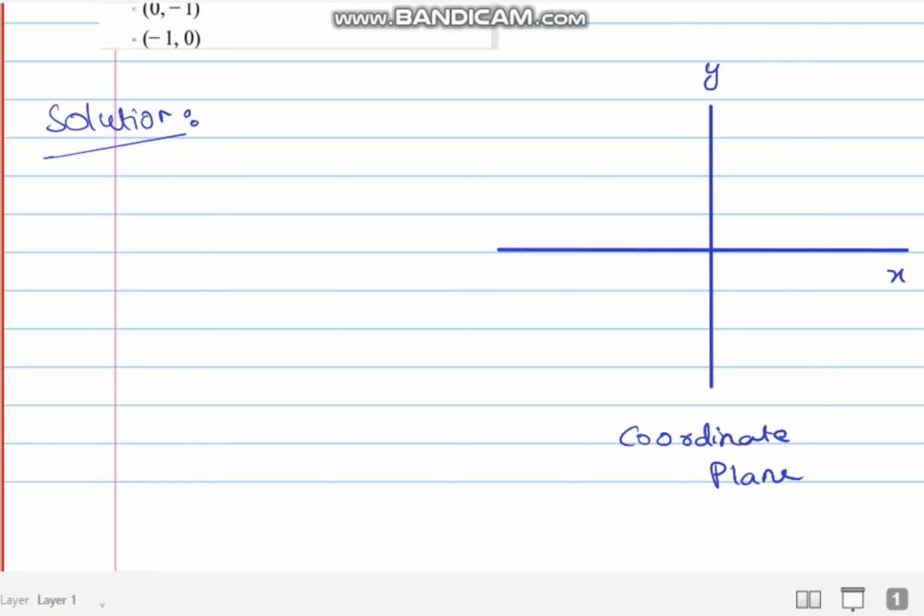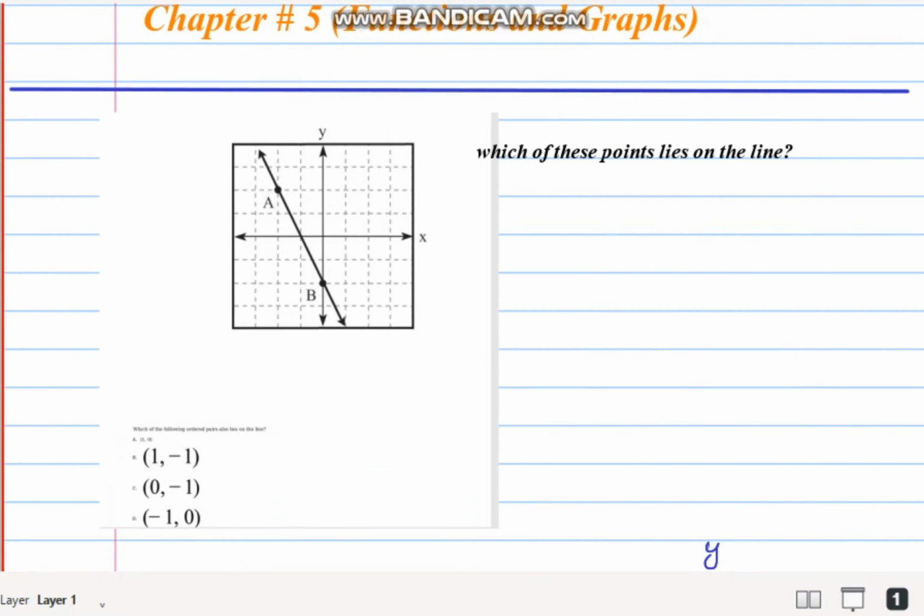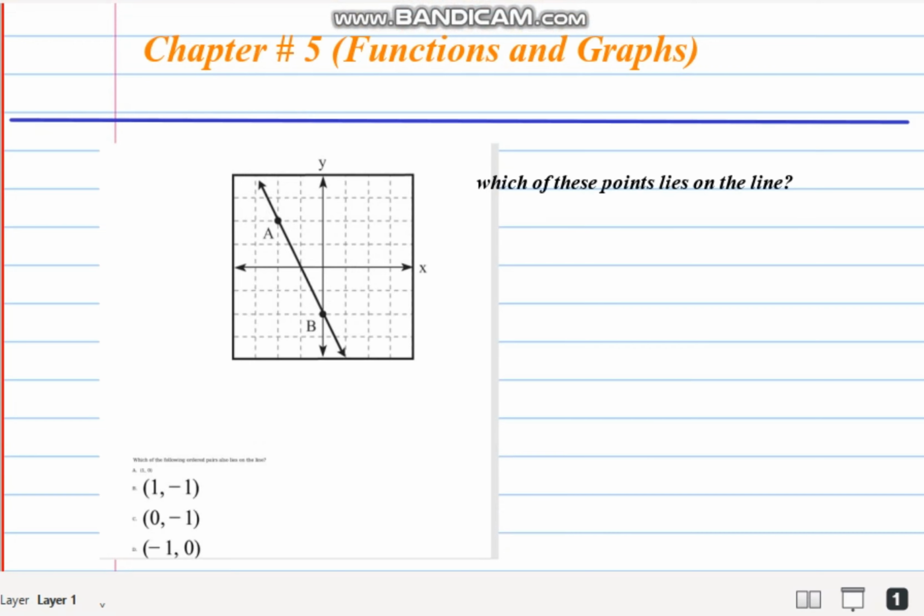Now let me draw the graph. What is the graph given to us? The graph is basically a graph of a line. This is the line from here to here. Sorry, let me draw this line. Okay, this is the line.